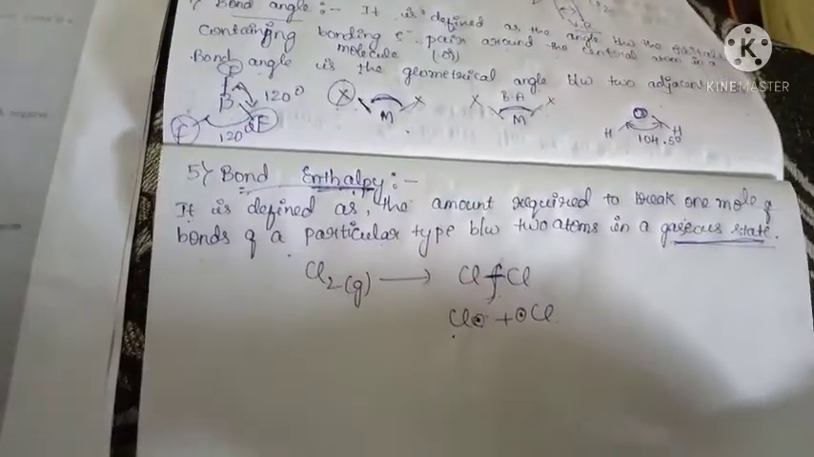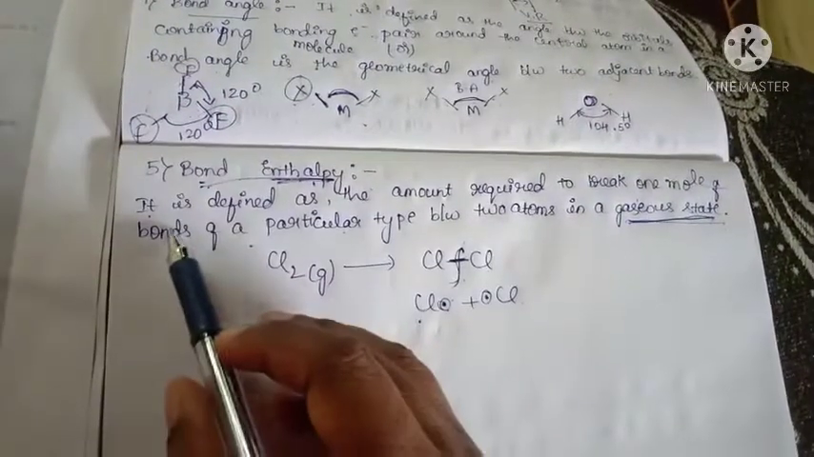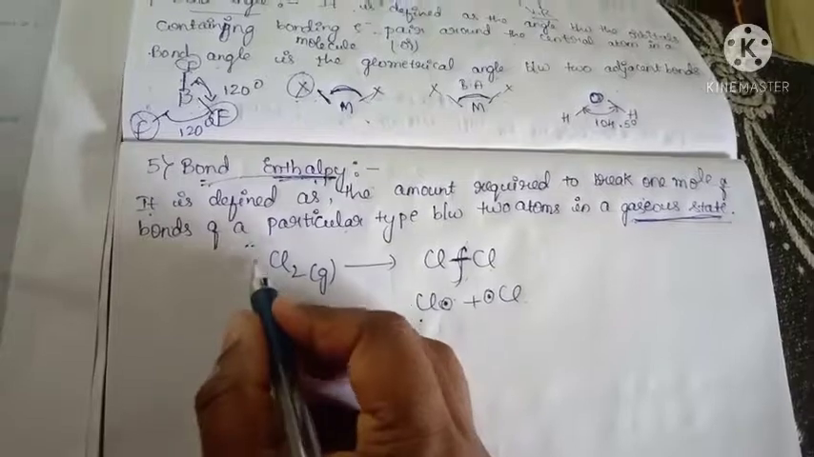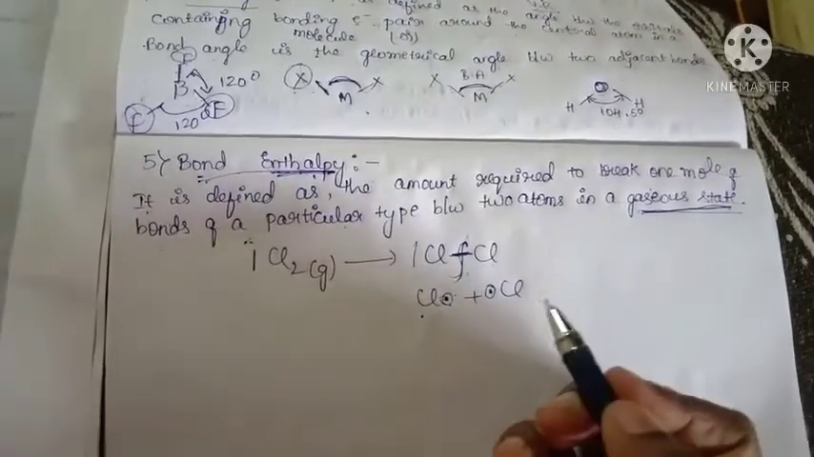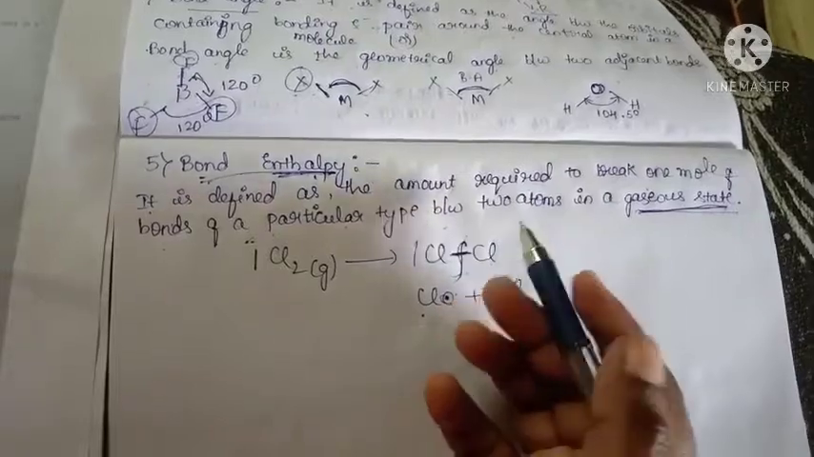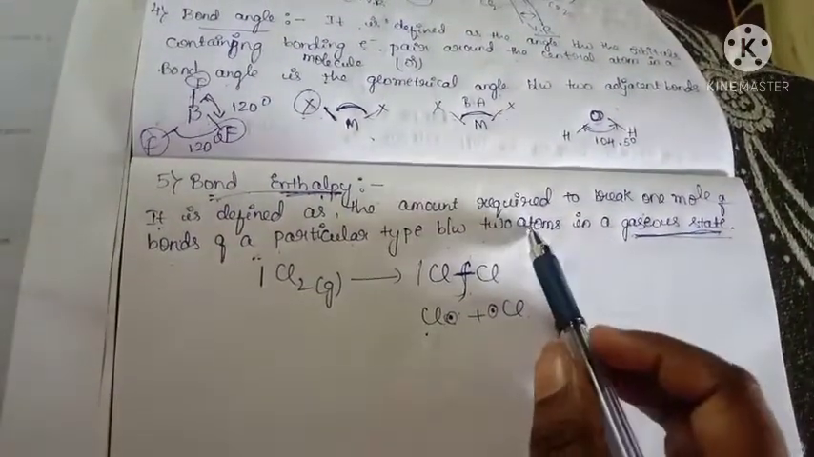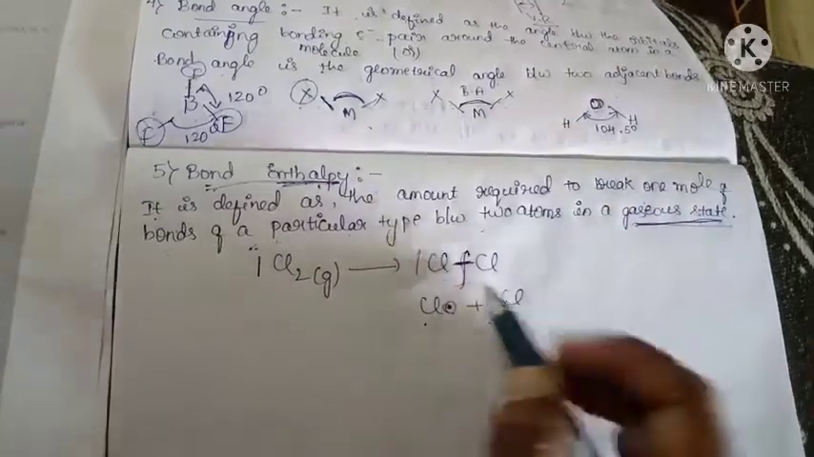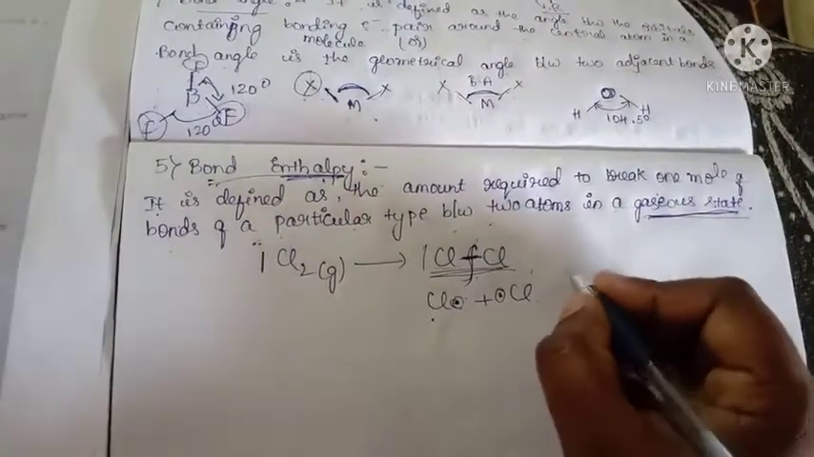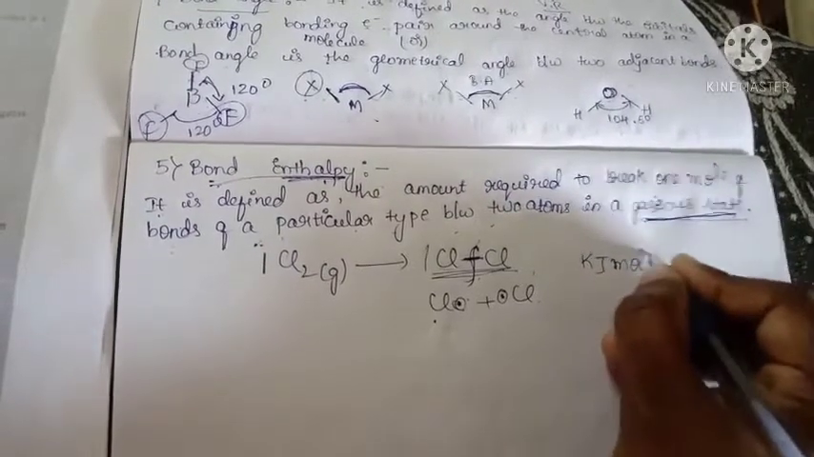Did you get it? Some amount of energy is required to break 1 mole of bonds, only 1 mole. Here we are giving only 1 mole, here also 1 mole, of a particular type. It means it may be a sigma bond or a covalent bond or an ionic bond between the two atoms in the gaseous state. These two atoms should be in the gaseous state. The unit of bond enthalpy is kilojoule per mole.